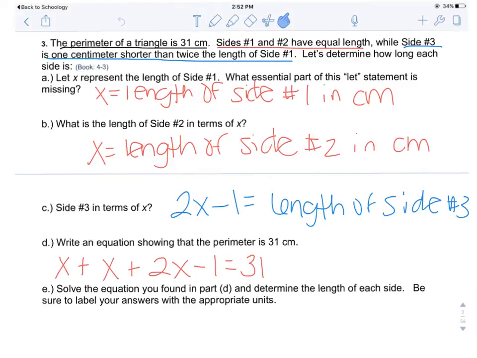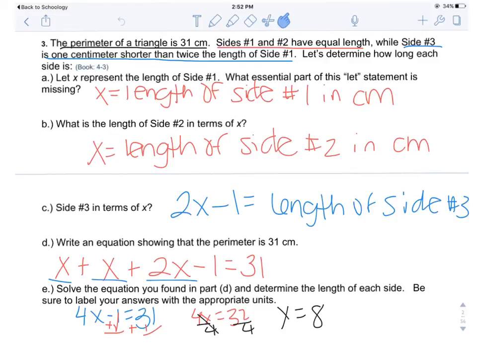So part E, we want to solve the equation that we did in part D and determine the length of each side. And be sure to label your answers with the appropriate units. So if I go back to D, we're going to combine our like terms. So x plus 2x is going to give us 4x minus 1 equals 31. We can add 1 to both sides, and I've run out of space. So that gives us 4x equals 32. And when we divide both sides by 4, we'll get x to be 8.